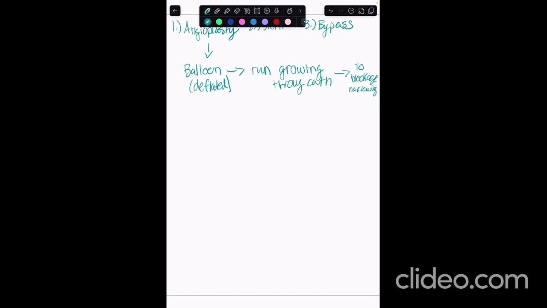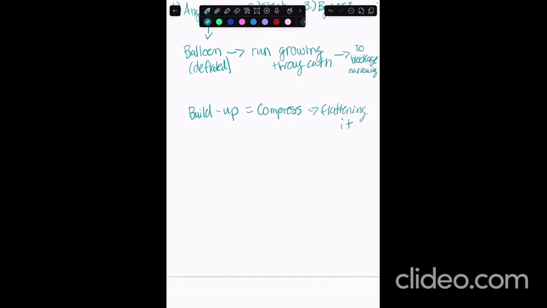So what they're going to do is this balloon is deflated, like I previously stated. They're going to get the balloon right up against the blockage or the narrowing, and then they're going to inflate it. So what this does is it compresses that buildup. If it's for the case of buildup, it'll compress it against the walls, basically flattening it. And I'm sorry about any spelling, about flattening it against the walls and opening that artery back up.